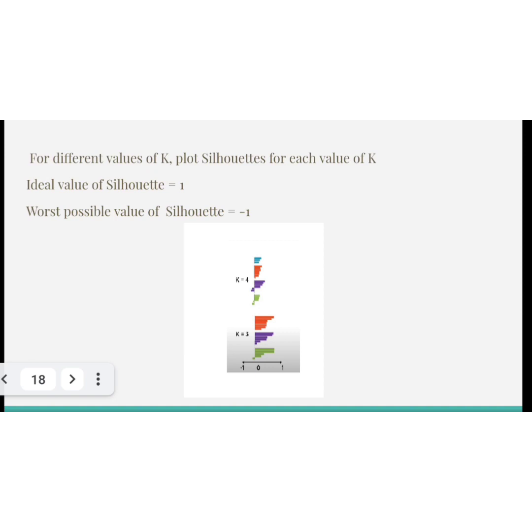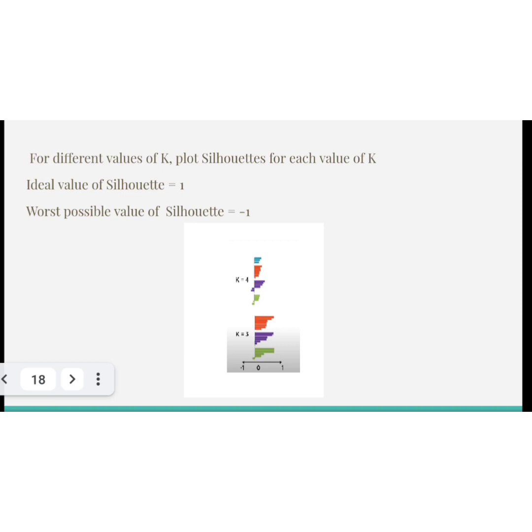And it is to be kept in mind that the ideal value of silhouette is 1 and the worst possible value of silhouette is -1. Now by looking into this graph, we can see that when k equal to 3, there are many values that tend towards 1. So that's a good sign.